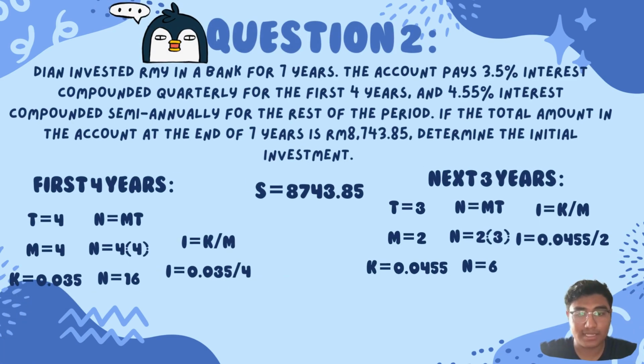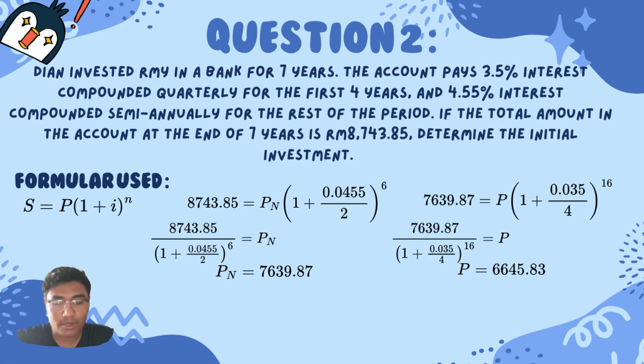I'm doing question number 2, where it says Dian invested RM Y in the bank for 7 years. The account pays 3.5% interest compounded quarterly for the first 4 years and 4.55% interest compounded semi-annually for the rest of the period. If the total amount in the account at the end of the 7 years is 8,743.85, determine the initial investment. So we have the S, we have the T, we can do the I. We can use the formula S equals P in the bracket 1 plus I to the power of N. We do the question backward because we have the end of the investment.